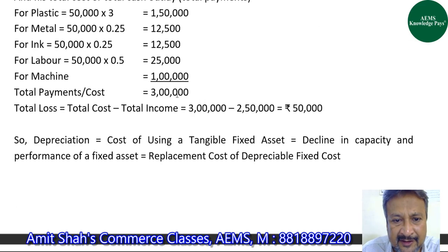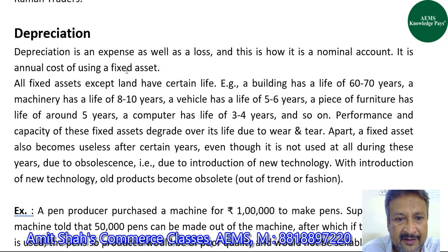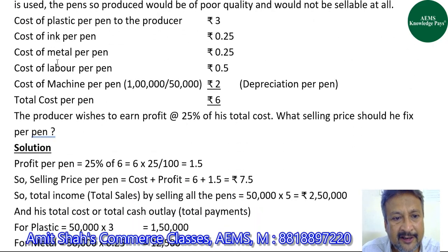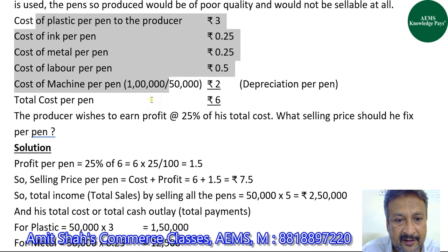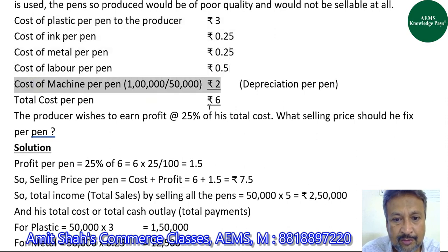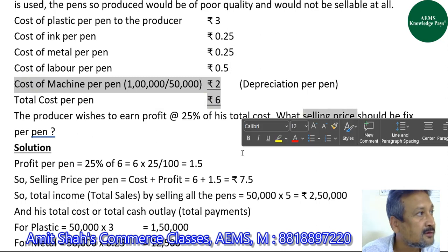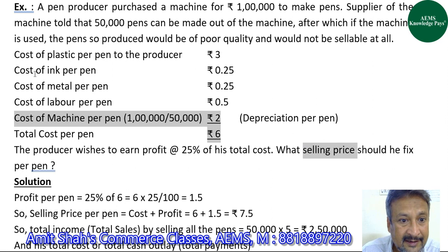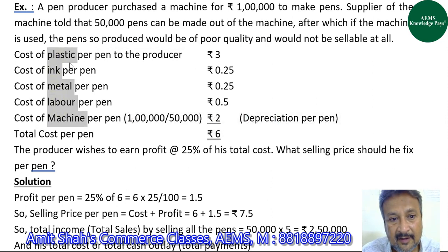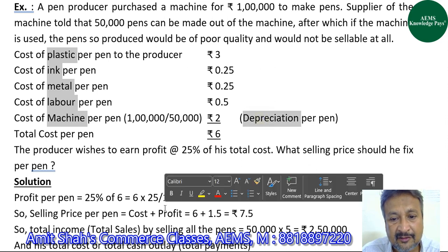So why is depreciation an expense? Why should it be considered as an expense? That I have already explained here, guys. Because if you do not consider it as an expense, you may not calculate the correct cost and correct selling price of your product, right? All these are our expenses. The first three, plastic, ink, and metal, are purchase of raw materials. The third one, labor, is wages. And the fourth one is depreciation.